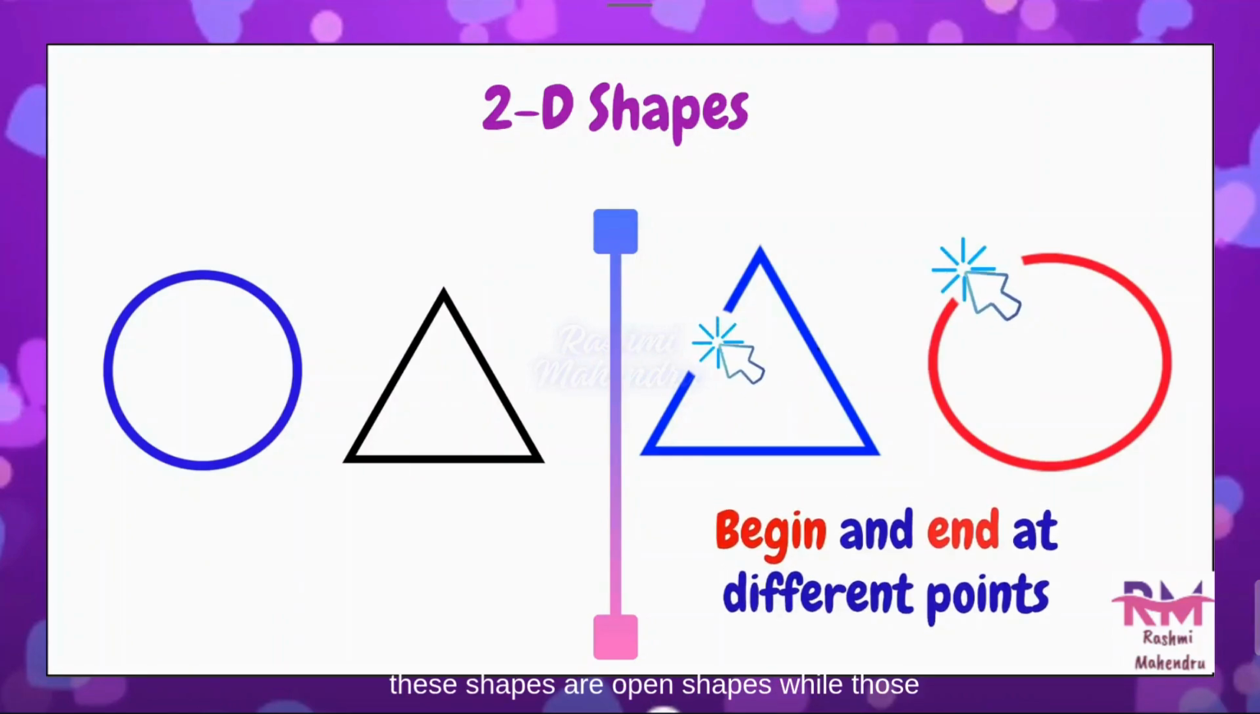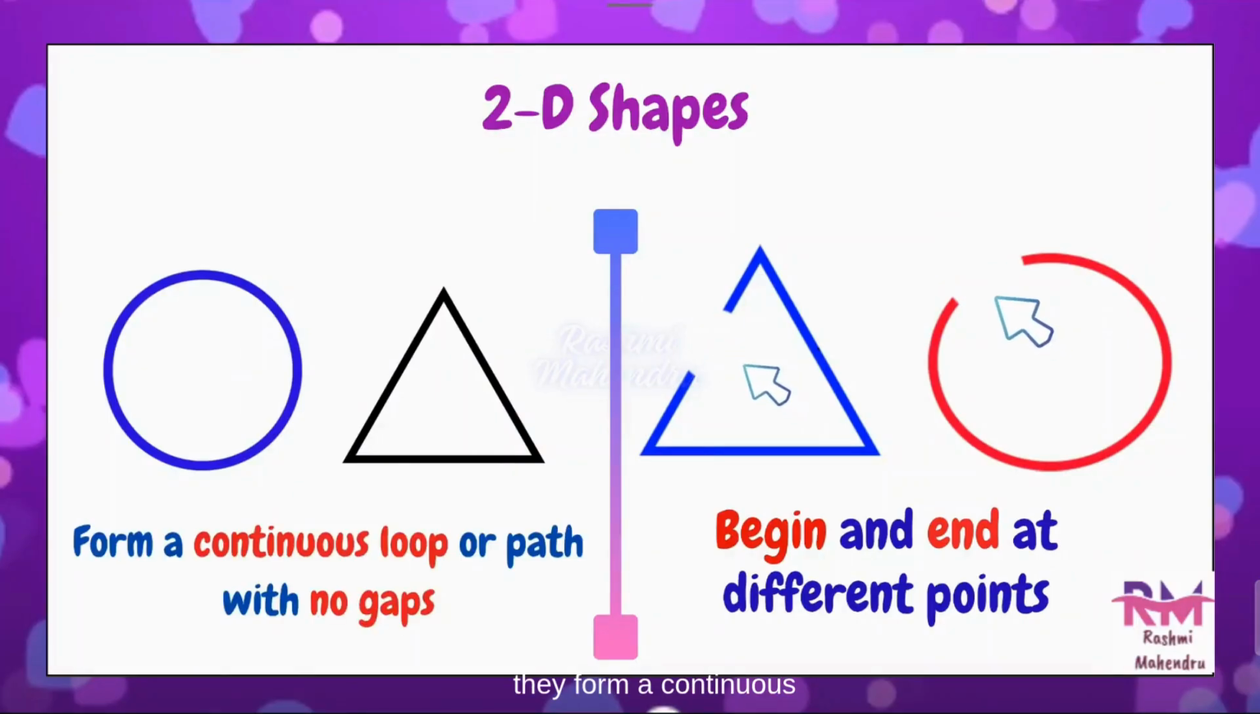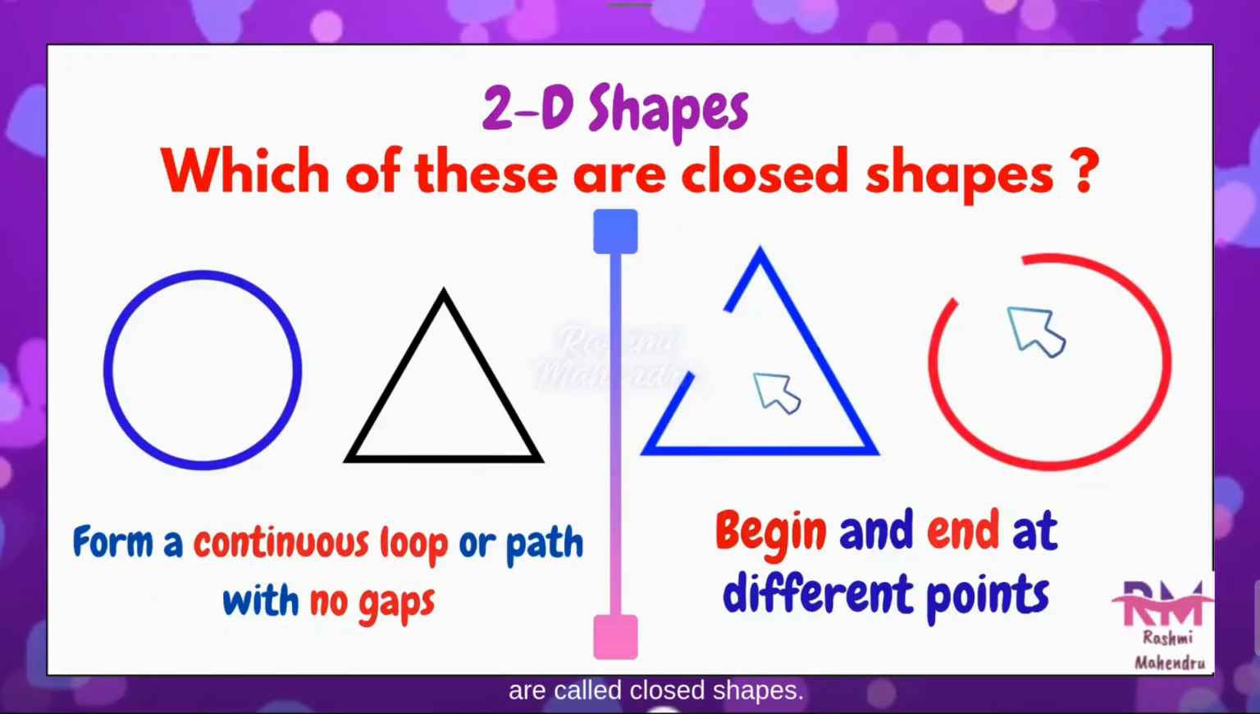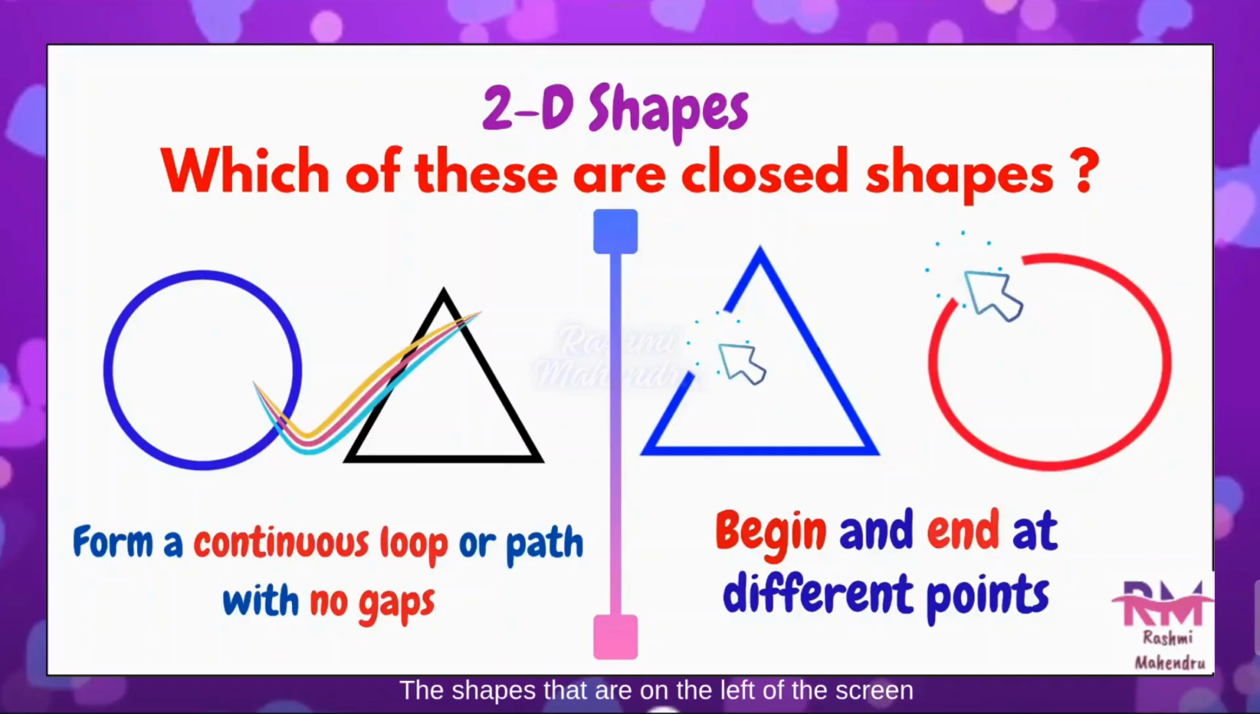Hence, these shapes are open shapes, while those on the left form a continuous boundary or path with no gaps. These shapes that loop back on themselves are called closed shapes. So which of these are closed? The shapes that are on the left of the screen have the same starting and same ending point, hence they are the closed shapes.